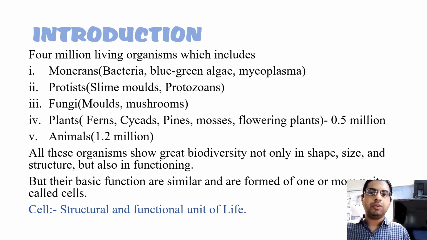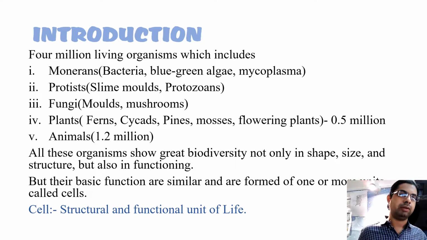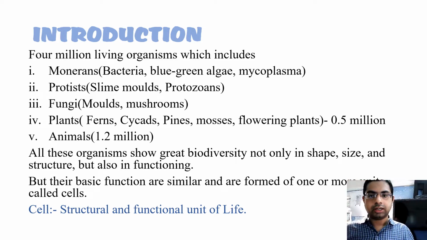There are 0.5 million plant species discovered so far, and many are yet to be discovered. Similarly, 1.2 million animal species have been discovered so far. Now a question that comes to our mind: why is there such a huge diversity in these organisms? How and why do they differ in shape, size and structure, and also in functioning?